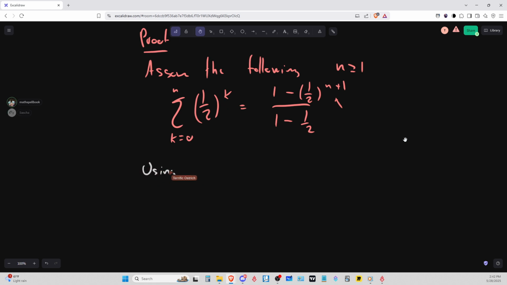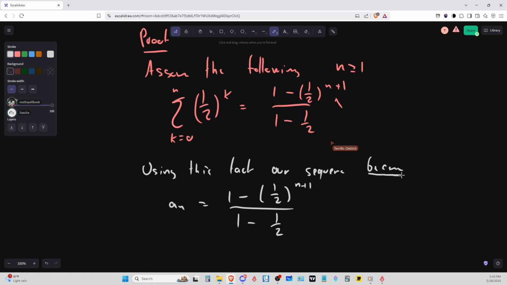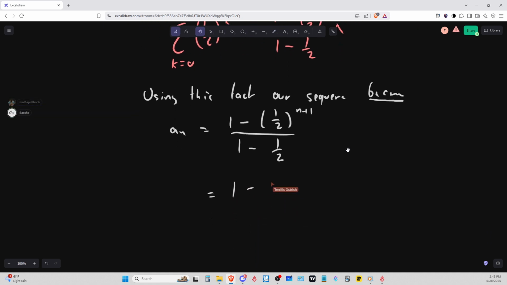using this fact, our sequence becomes a_n equal to 1 minus (1/2)^(n+1) over 1 minus 1/2, right? This part says become, right? Yeah. Okay. And maybe here I can just move a little bit of stuff in our sequence, so I can remove the 1 by just taking the half out, like that.